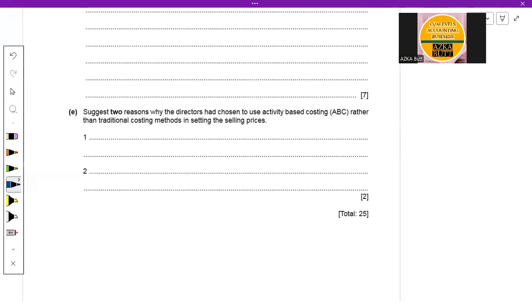With varying resource demands, traditional costing often allocates overheads based on a single factor like labor hours or machine hours, which can result in less precise cost allocation and potentially inaccurate pricing.